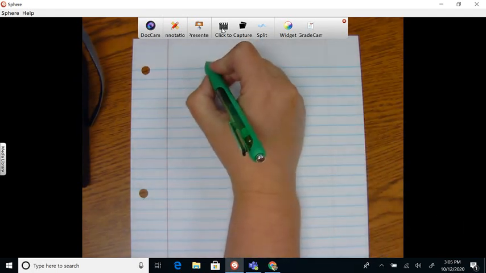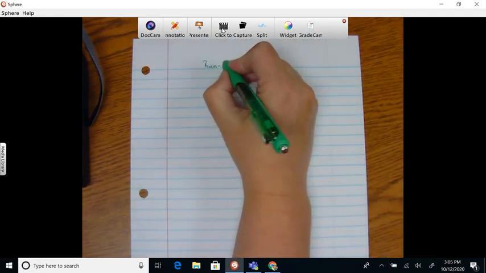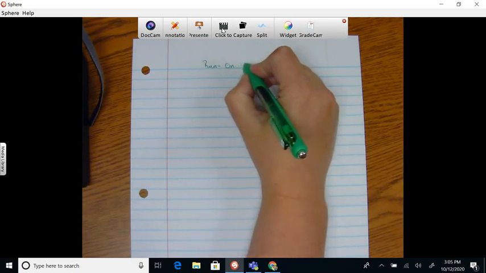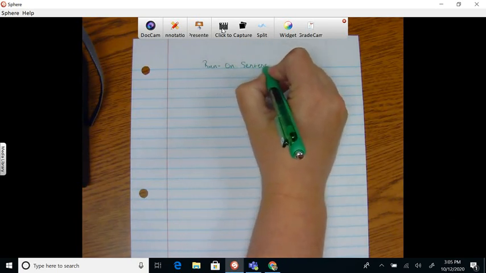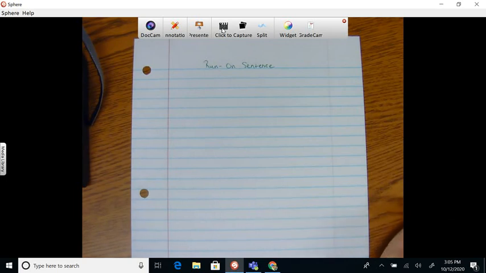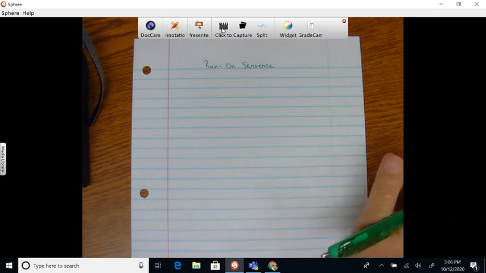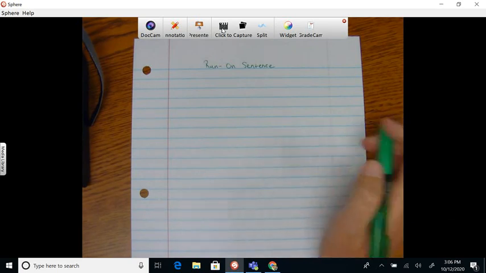Sometimes when we're talking about our writing, you will see a correction that says run-on sentence. Some of you have expressed that you're not sure what to do when you see that correction on your paper or what that means. So let's talk about what a run-on sentence is.